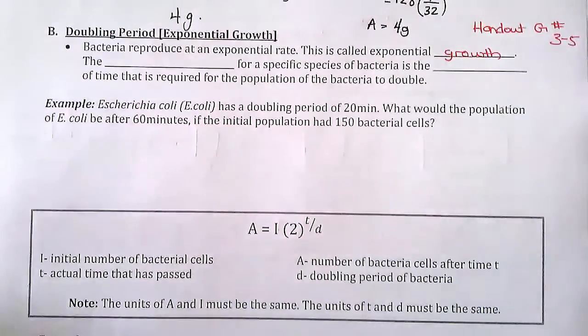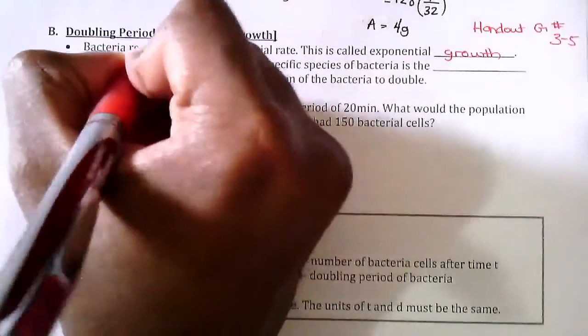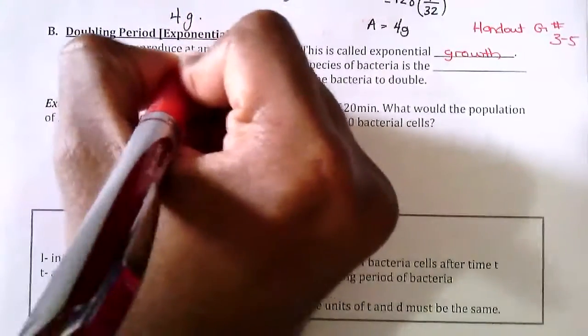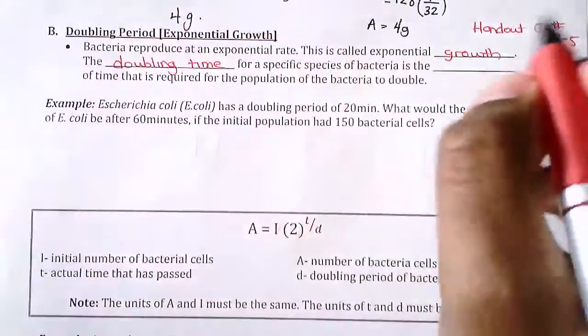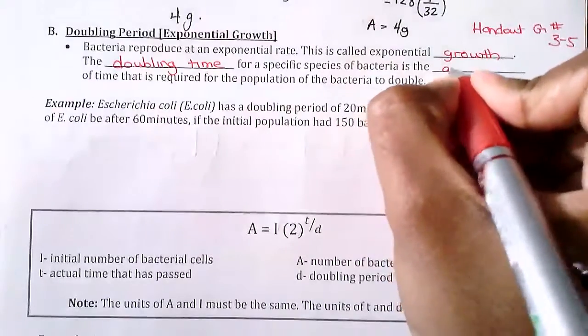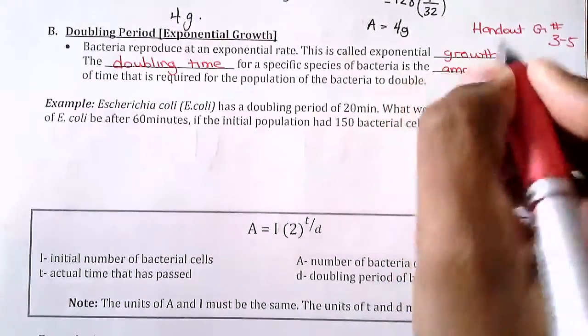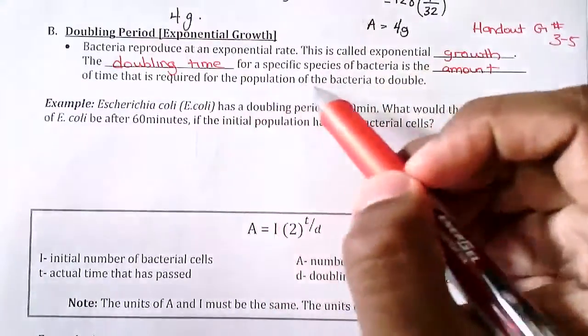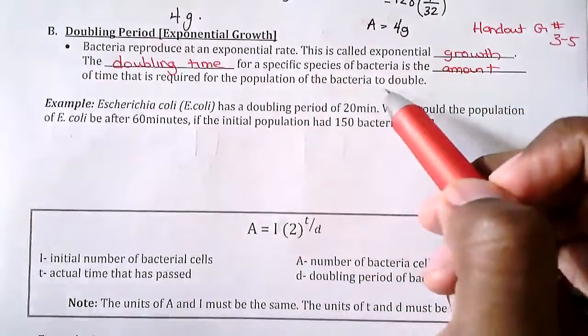We have a specific term for exponential growth called the doubling period or the doubling time. So the doubling time for a specific species of bacteria is the amount of time that is required for the population of the bacteria to double.